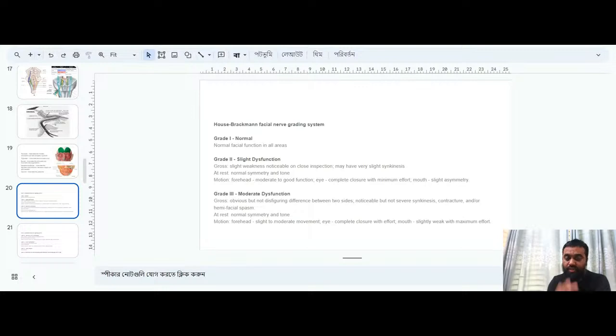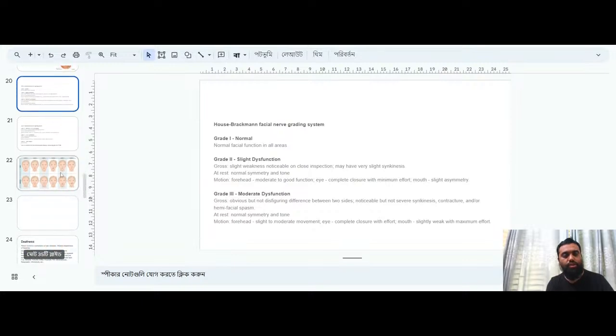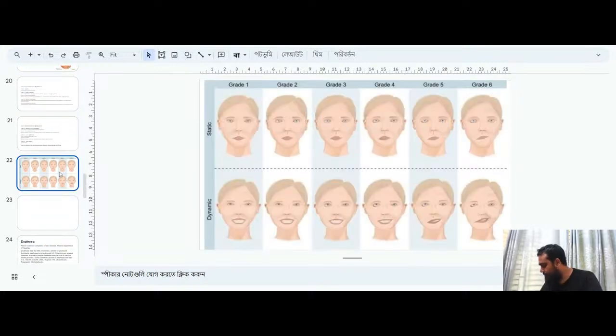Slight dysfunction means that if you observe the person very closely, you can understand that there is a palsy. Here we can see the different pictures of facial nerve in different grades. In grade 1, we can see that there is the normal face.